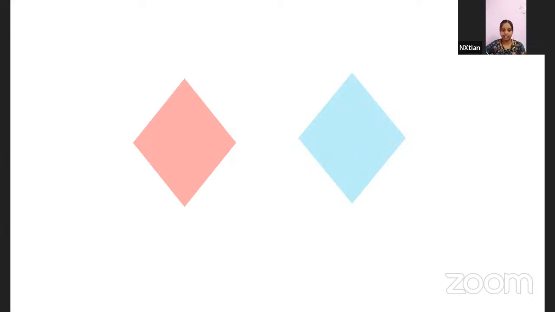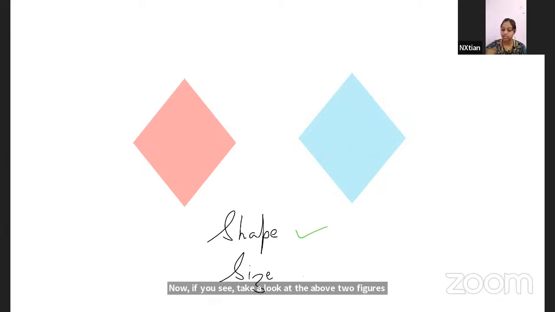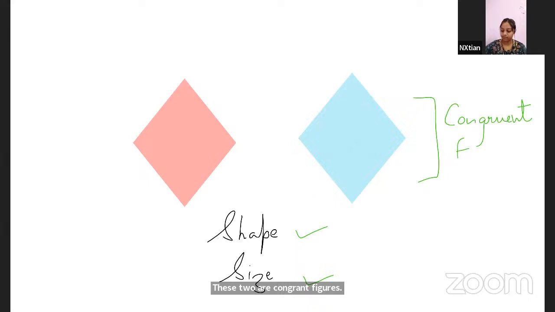Yes, so two figures I made. Now we see the congruency, on the basis of same shape and same size. If you take a look at the above two figures, they have the same shape and the same size. So we can say that these two are congruent figures. Okay, hope it's clear till here now.